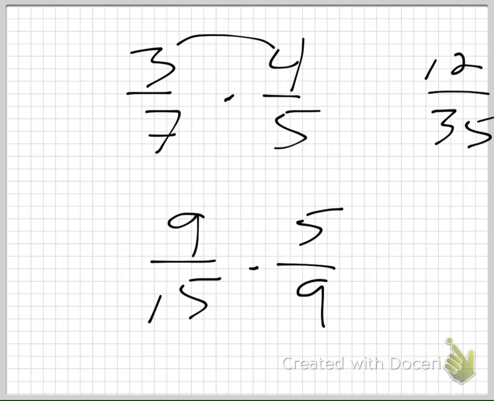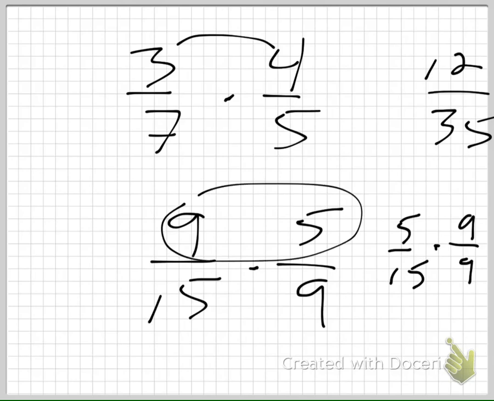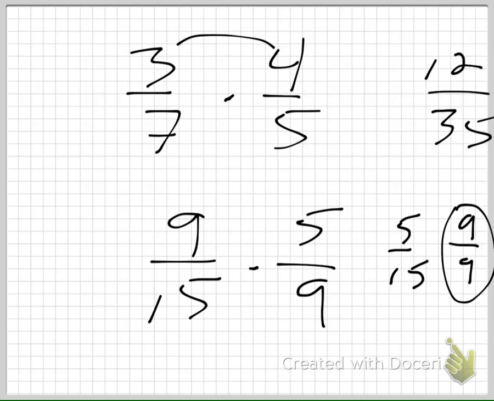Here's the deal. What is the difference between 9 times 5 and 5 times 9? So then what's the difference between 9/15 times 5/9 and 5/15 times 9/9? Is the answer going to be any different? No, because it's 5 times 9, 5 times 9. Therefore, you can reduce 9 over 9 to being just 1, which means the answer is going to be 5/15, which you can reduce to 1/3.